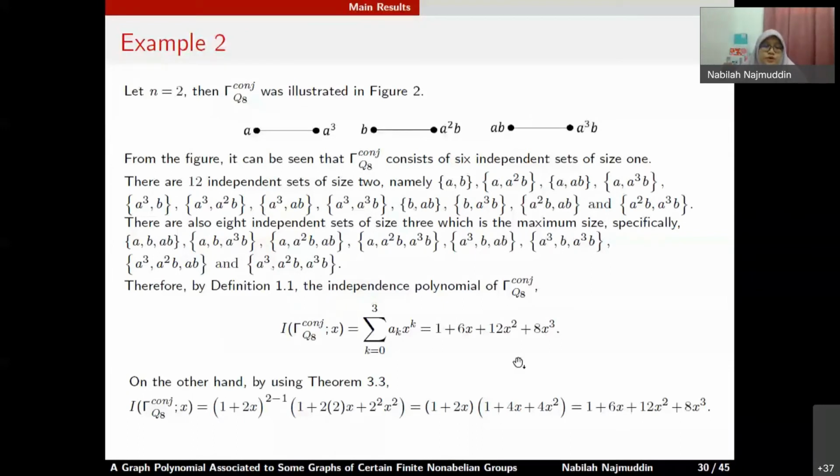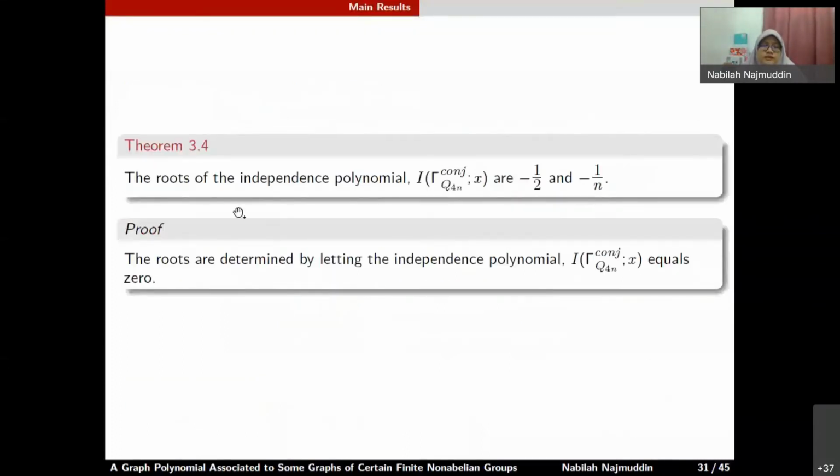If we use theorem 3.3, the independence polynomial of the conjugate graph of Q8 is obtained directly in a simpler way. Then the roots of the independence polynomial can also be obtained by letting the independence polynomial equal 0, and it is just a simple calculation to obtain these two integers.